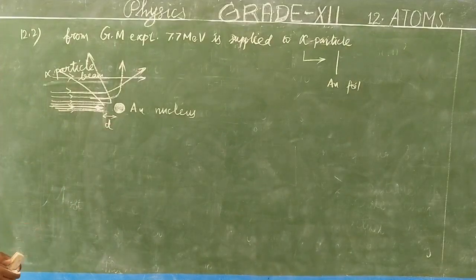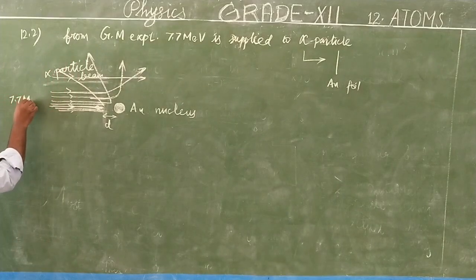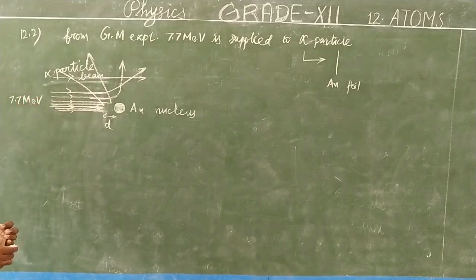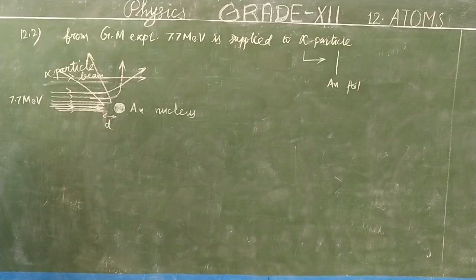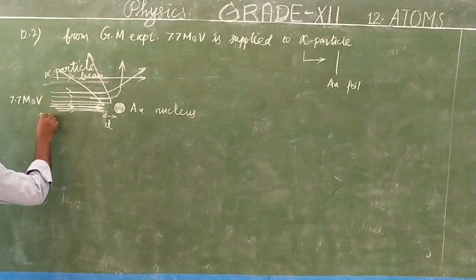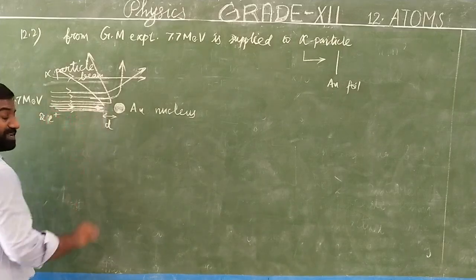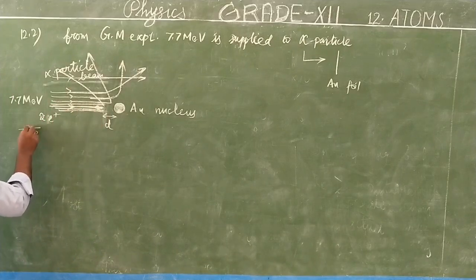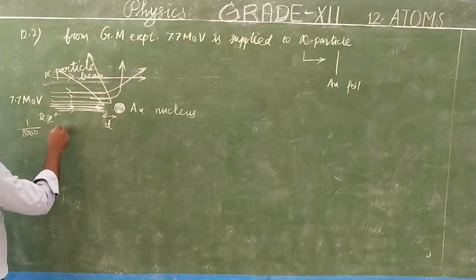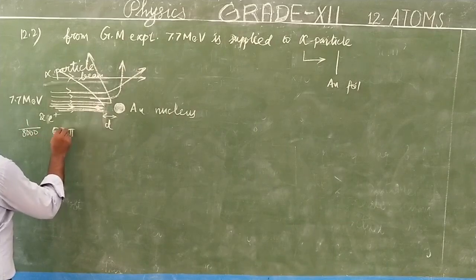So I repeat the question once again. From the Geiger-Marsden experiment, 7.7 mega electron volt is used to produce an alpha particle beam. These alpha particle beams are made to be incident on the gold nucleus. We know that the alpha particle is nothing but a positively charged helium nucleus that contains 2 protons. Similarly, the gold nucleus also has protons. So positive and positive repel, so only very few particles, out of 8,000 alpha particles, only one is found to rebound in a head-on collision. The theta value we also know, so the scattering angle is nearly pi.